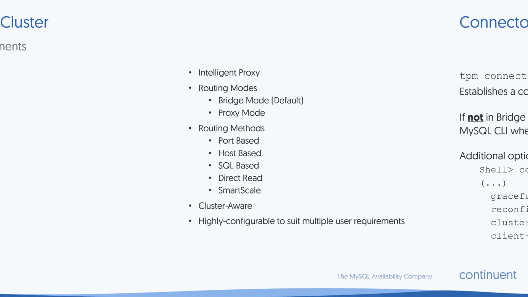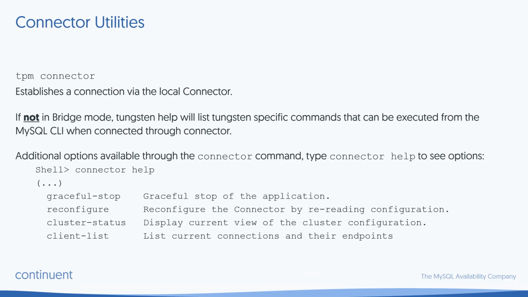Again, we covered this in the command line tools session, but to recap here, there is a command line option called tpm connector. Now, depending on the routing method as to whether this will direct to a primary or a replica. For example, a direct read could connect to a replica in this case. The behavior may differ, and some options are only available if you're running in proxy mode. So if you are in proxy mode, then once connected, you can issue connector help and see a number of options that will display details about the cluster. So for example, you could issue cluster status to display the current view of the cluster configuration.